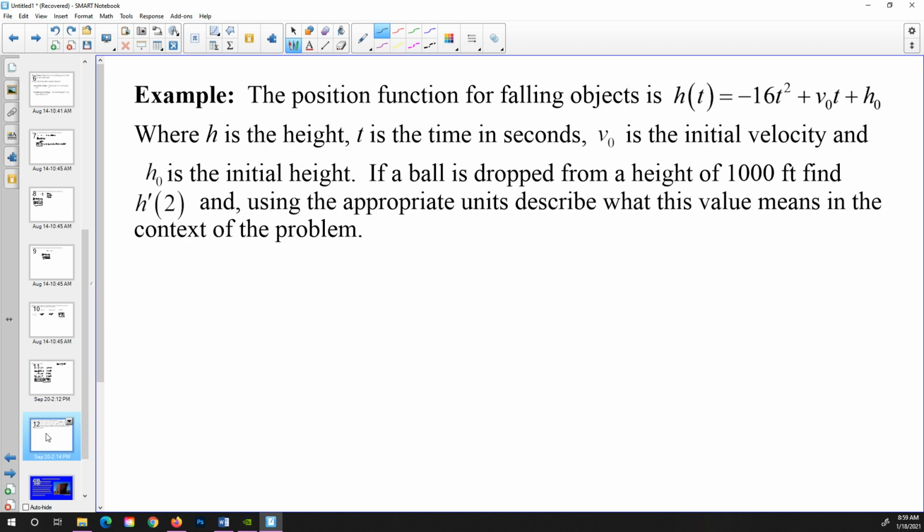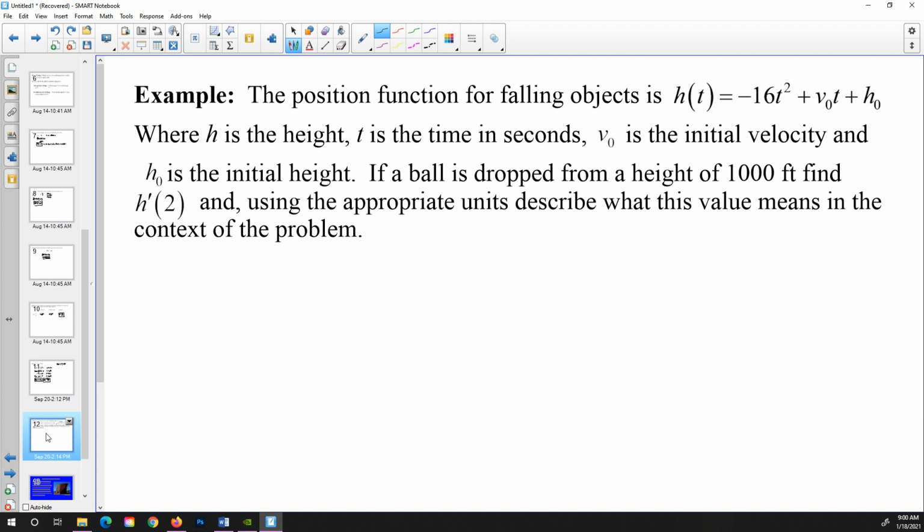Next example, the position function for falling objects is h of t equals negative 16t squared plus v sub 0 t plus h sub 0, where h is the height, t is the time in seconds, v sub 0 is the initial velocity, and h sub 0 is the initial height. And this is going to be in feet and seconds. If a ball is dropped from a height of 1,000 feet, find h prime of 2, and using the appropriate units, describe what this value means in the context of the problem.